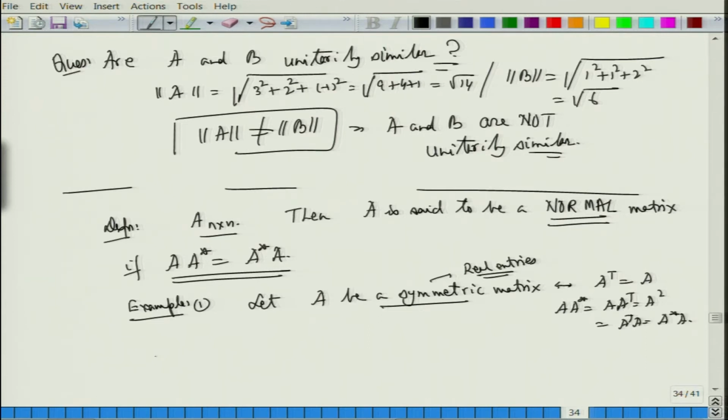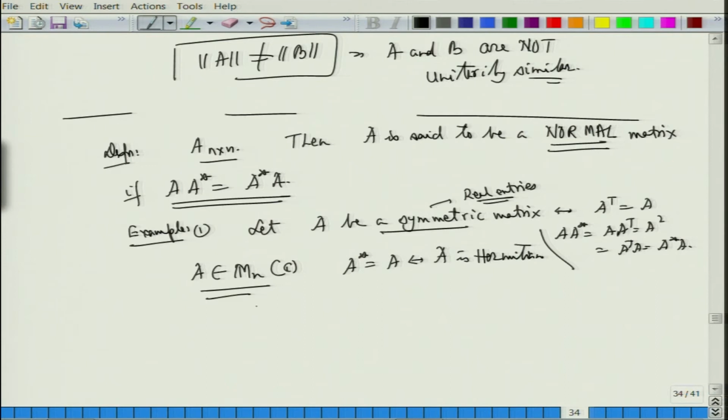Fine. If I have A with complex entries, then I need A star to be equal to A, that is A is Hermitian. Fine. If A is Hermitian, this will imply that A times A star will be equal to A times A, which is the same as A star A. Fine. So, every Hermitian matrix is normal. What about skew Hermitian? A skew Hermitian.